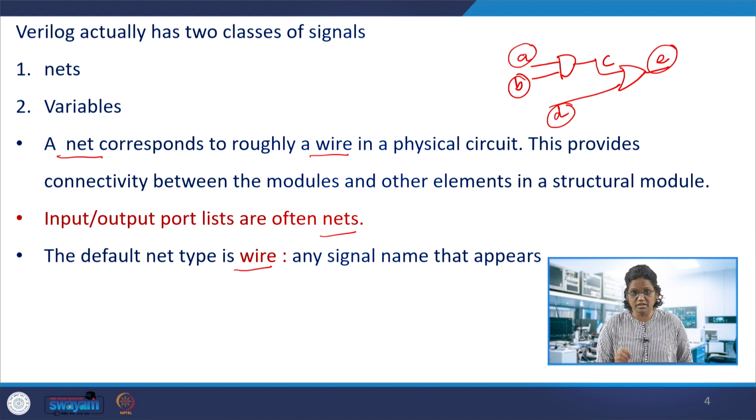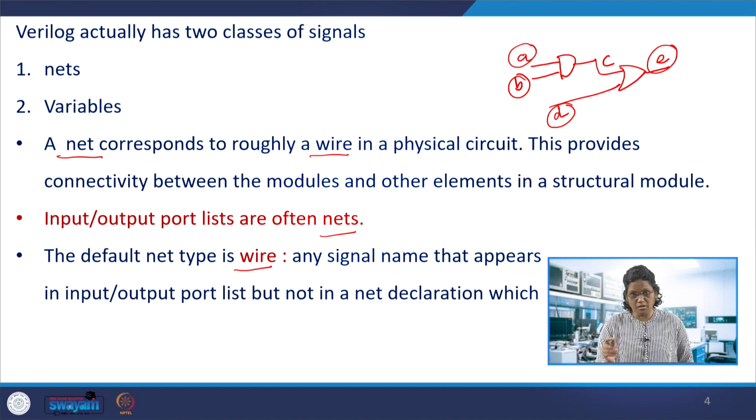That is, any signal which we have declared in the module. We have seen in the previous lecture one example of a module, with a module name and port names. The port names are specified, suppose A, B, D and E. A, B and D are inputs. In the declaration section, we write that the inputs are A, B and D and the output is E.